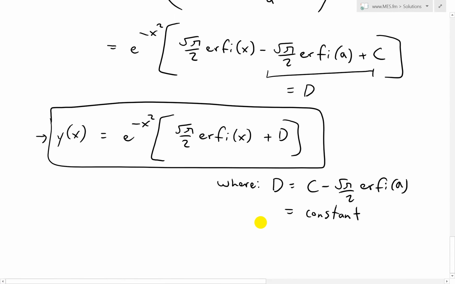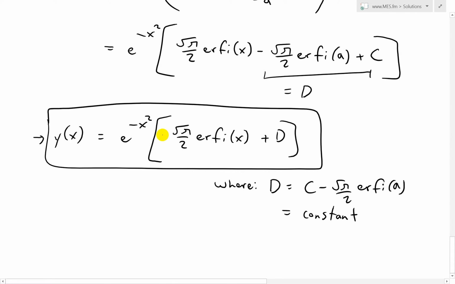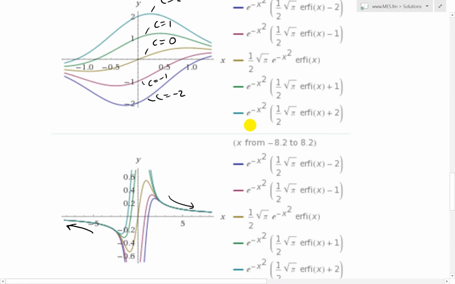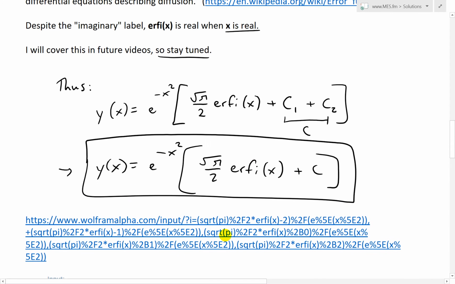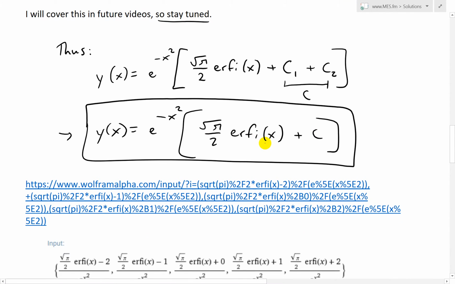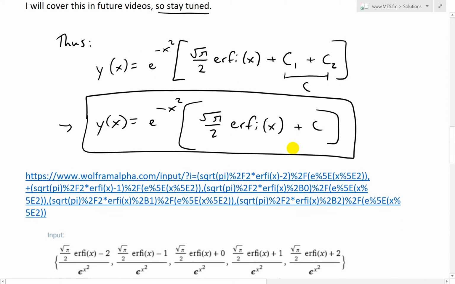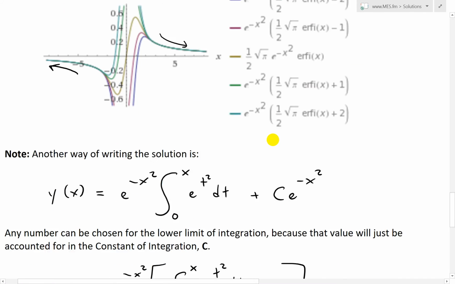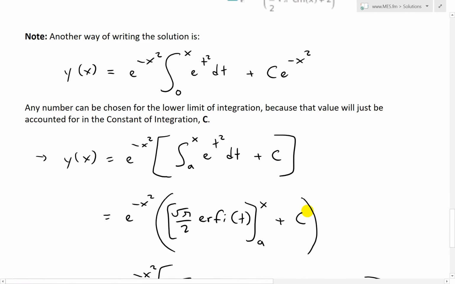If you scroll up, this exact formula is the exact same thing we just graphed. Over here we have e to the negative x squared times square root pi over 2 times the imaginary error function, plus c. In this case the constant is c and the other one is constant d. They're the exact same thing, just a constant. So you could write it like this.